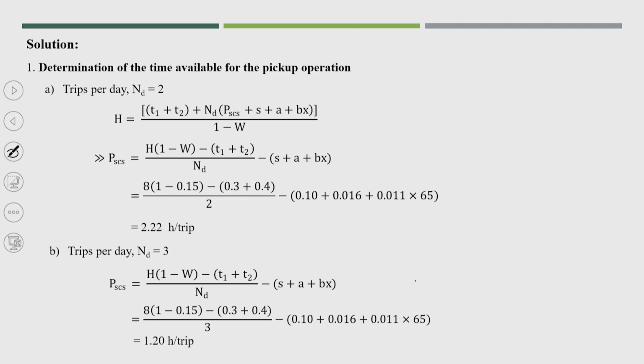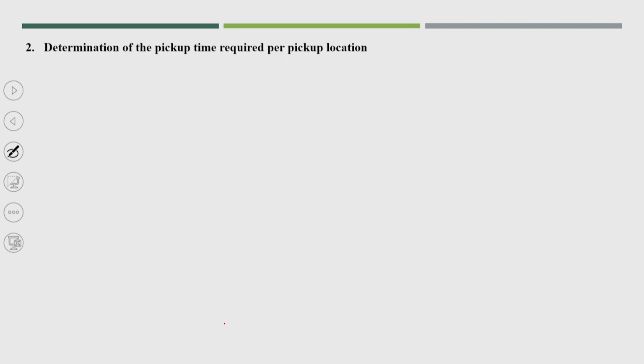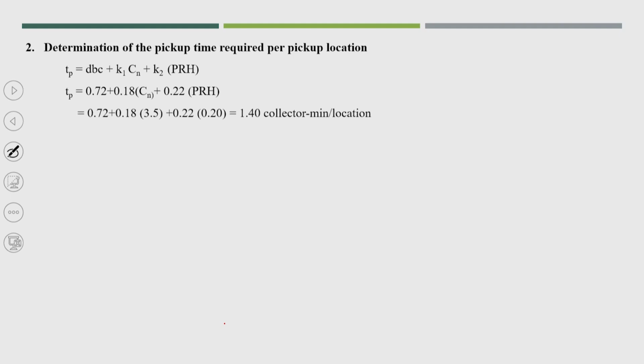So, you see here for number of trips per day will be required more pickup time, and here pickup time is less here in ND 3. So, it is a very obvious answer. Now, we will calculate the pickup time required per pickup location, that is TP value. So, TP value will be now here you see the PRH locations, we took 20%. So, it is a 0.2 PRH. So, it is coming out to be 1.4 collector minute per location.